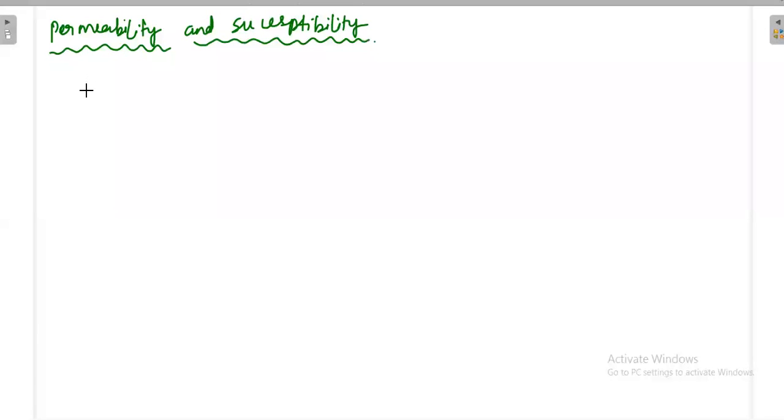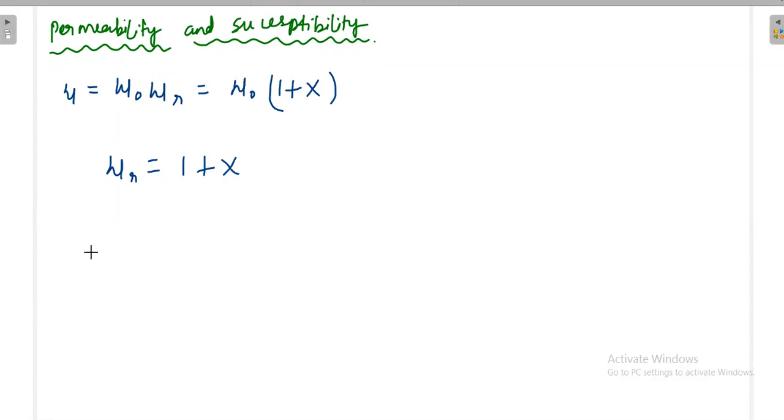Permeability and susceptibility. You know that mu is equal to mu naught into mu r. Mu naught means permeability of free space. Mu r means relative permeability. This can also be written as mu naught times (1 plus psi), where mu r is replaced by 1 plus psi. Mu r you know already, psi is something new to you. So that is 1 plus psi, where psi is susceptibility.